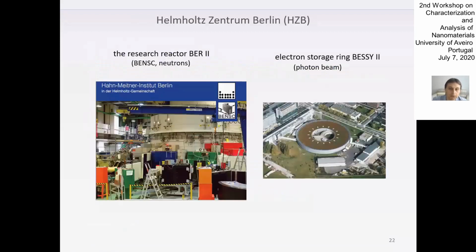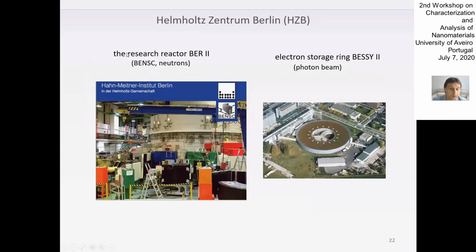I will talk a bit about this German center in Berlin, Helmholtz Center in Berlin. It has a neutron reactor, at least it existed, and also a synchrotron. There are two campuses in Berlin. And I made really a lot of experiments for diffraction in this centrum.